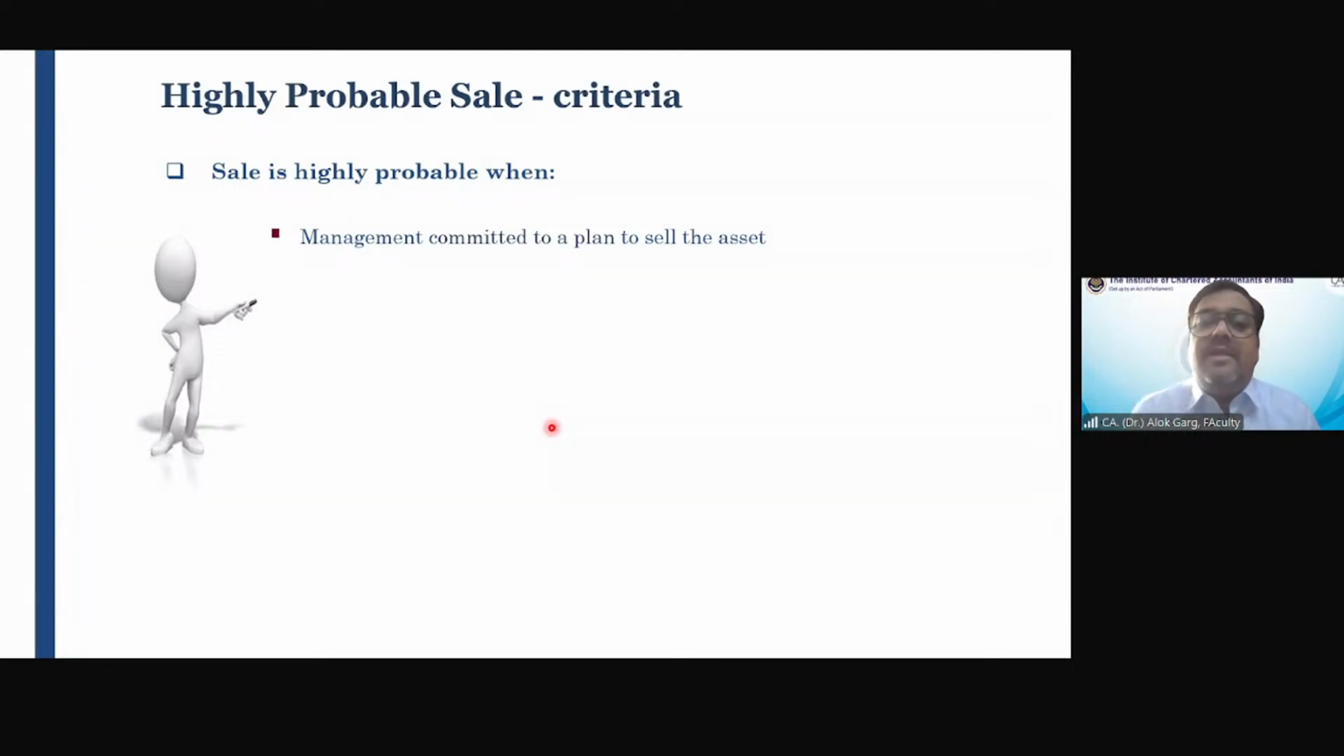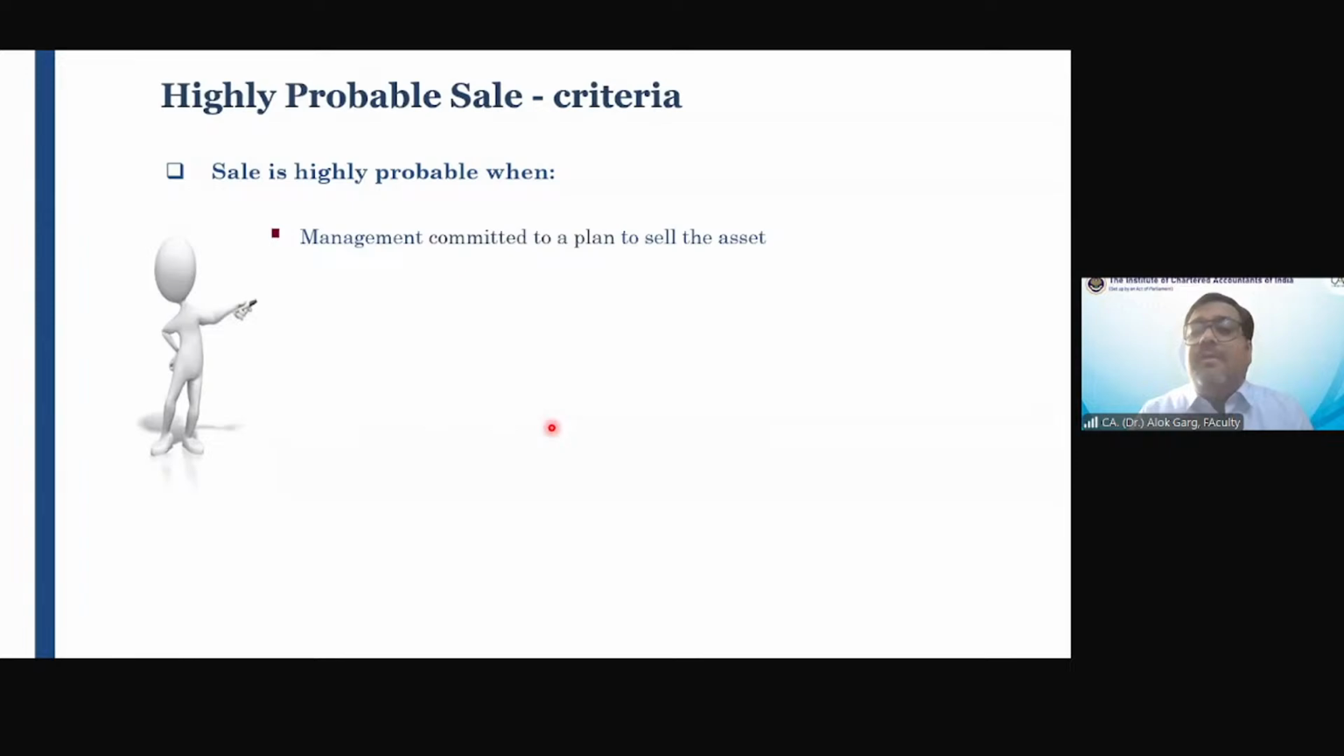Okay. Sale is highly probable when a few conditions are satisfied. What are those conditions?